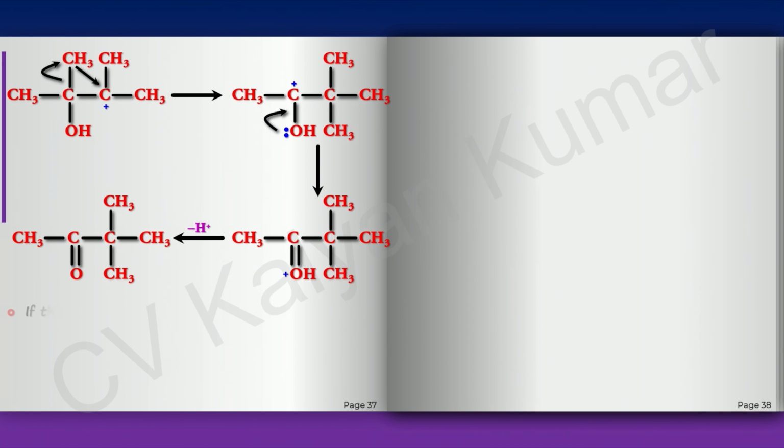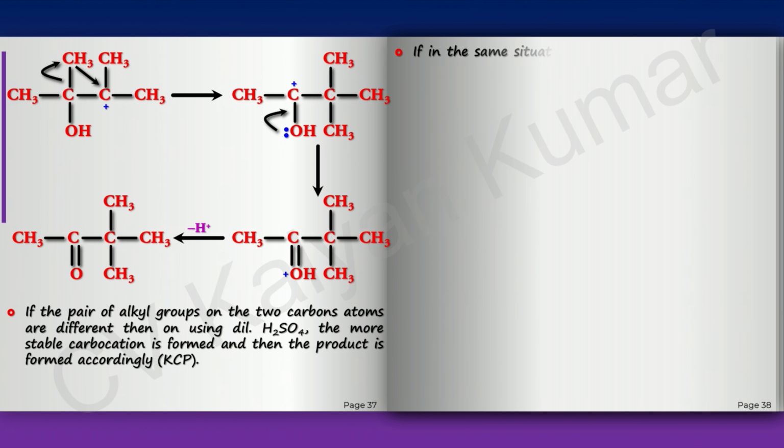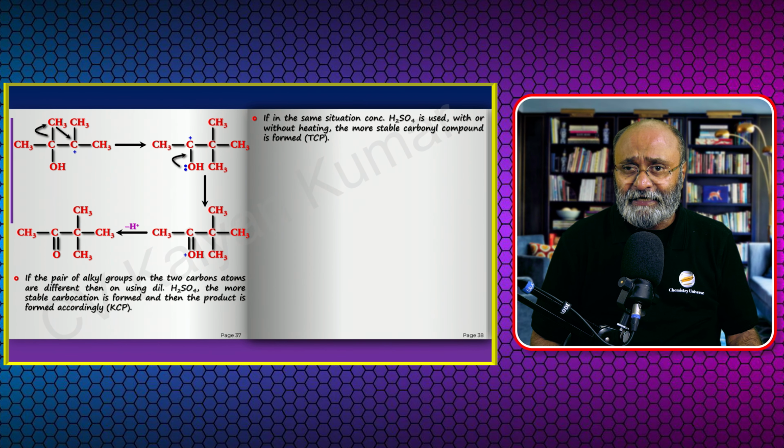Now, if the pair of alkyl groups on the two carbon atoms are different, then on using dilute H2SO4, the most stable carbocation is formed and then the product is formed according to KCP. But if in the same situation, concentrated sulfuric acid is used with or without heating, the most stable carbonyl compound is formed, which is TCP. Now, this is very important to understand.